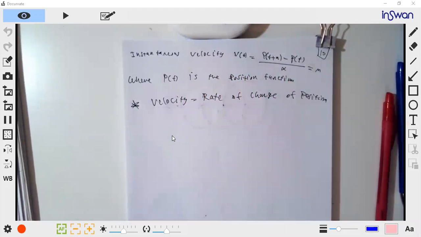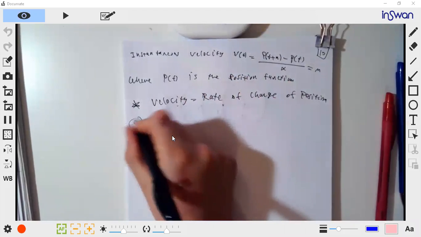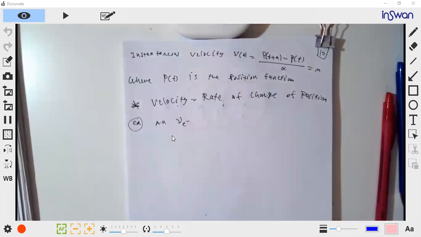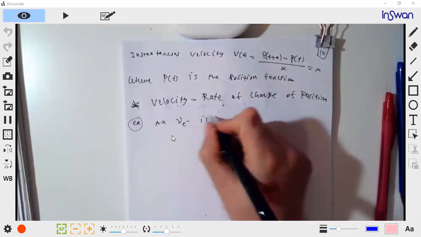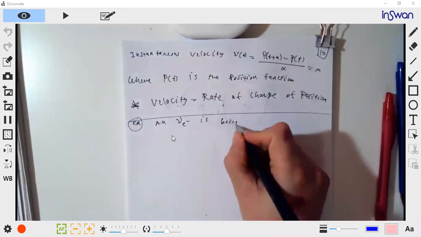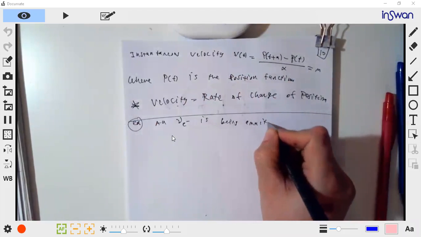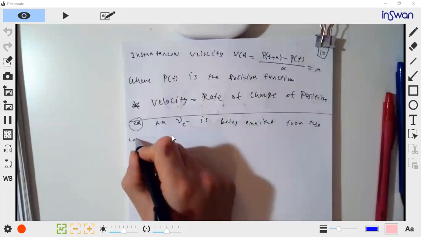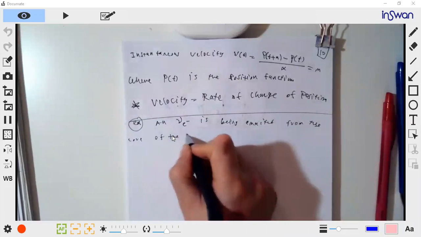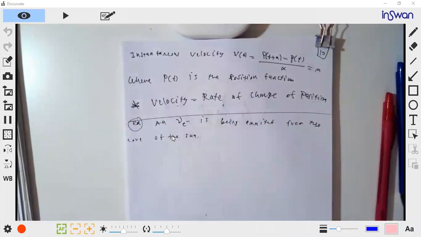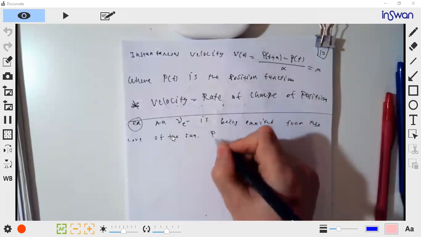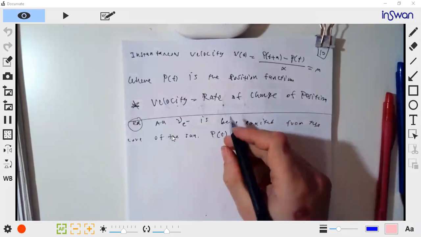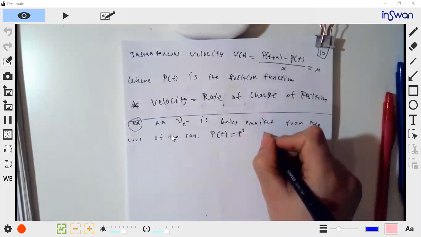All right. Here's another example. Let's say an electron neutrino is being emitted from the core of the sun, and it's traveling towards the Earth with a position function p of t equals t squared.